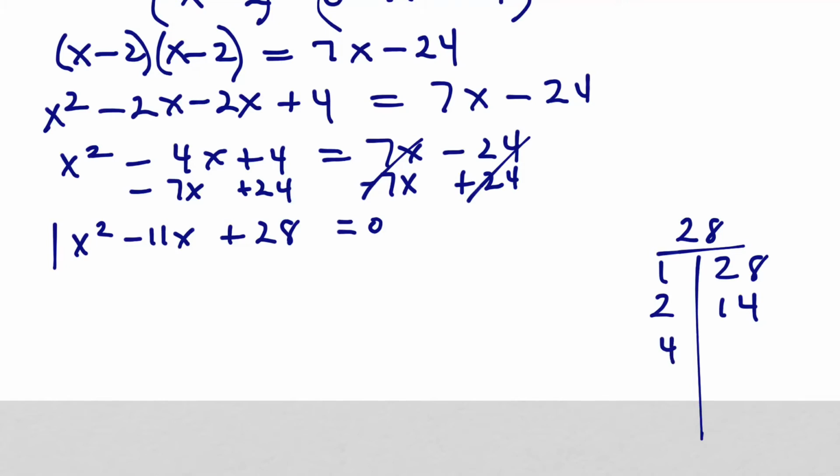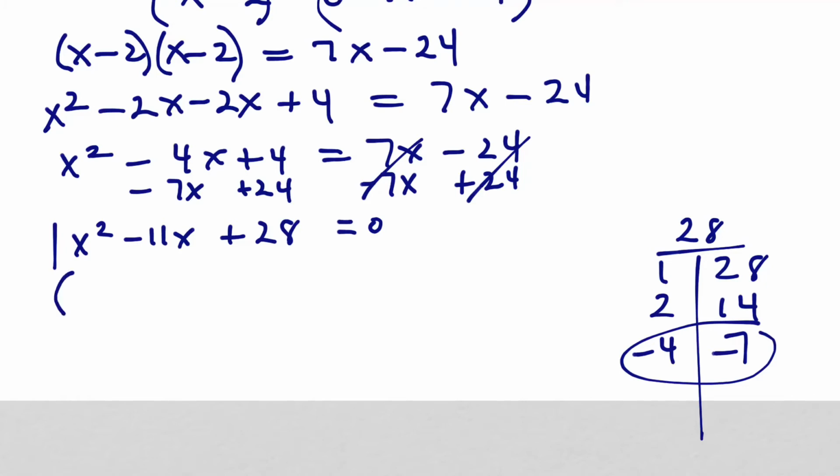So there's 4 and 7 as well. All right, so 7, 8, 9, 10, 11. This is going to work. Two negatives. Negative 4 times negative 7 is 28. Negative 4 plus negative 7 is negative 11.